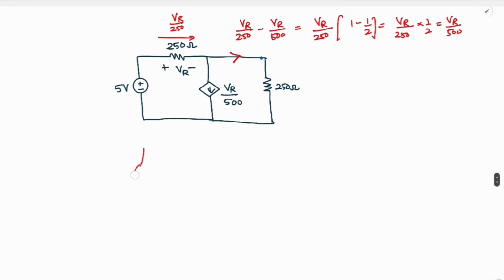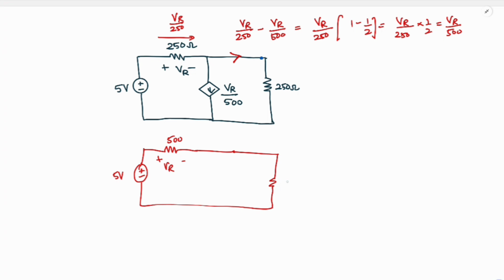So it is same as writing this like this. So there is 5 volt and there is VR here, let's say. And instead of 250, I'm going to put it as 500. And then I have a 250 ohm here. So now effectively it is the same current flowing here. As my VR changed, here VR is 5 minus whatever was the voltage here. Let me call it V1. Here also the VR is 5 minus V1. So nothing has changed.